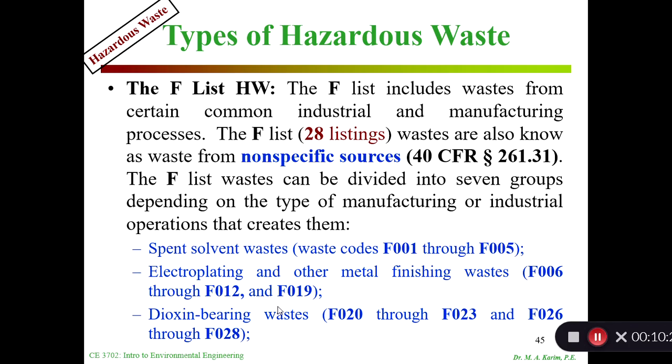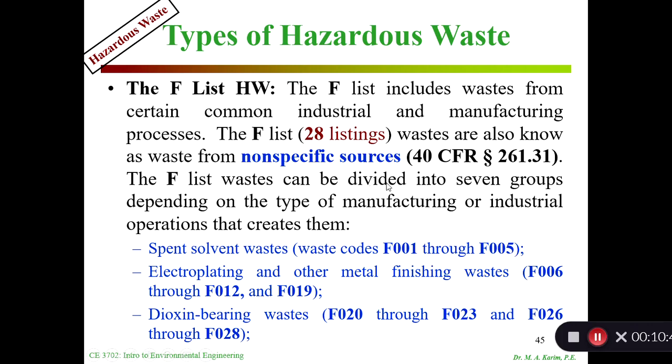So, types of hazardous waste continued. This is the F list. There are 28 of those. They are also known as wastes from non-specific sources. Okay, that means we don't know where it's coming from. Non-specific source, 40 CFR section 261.31.